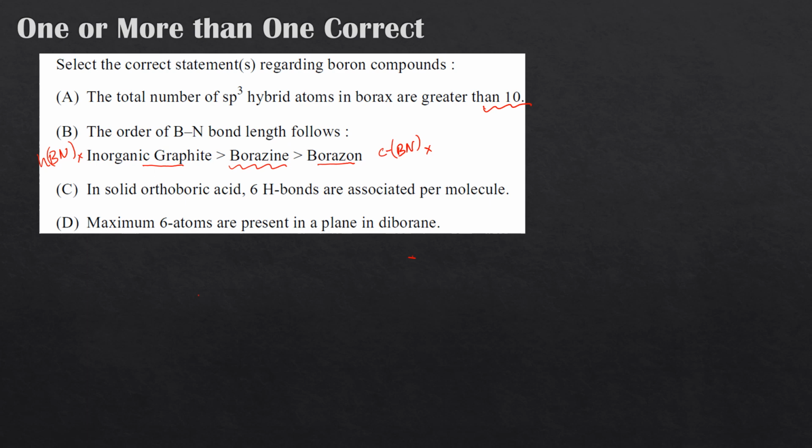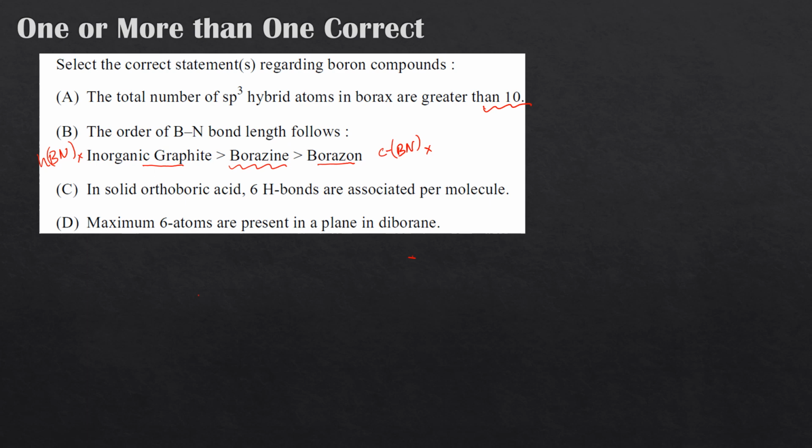Then we have: in solid orthoboric acid, 6 hydrogen atoms are associated per molecule. Again, we need to go back to the structure of boric acid in solid form, how it looks, then we can see this answer. And the last question was the maximum number of hydrogen atoms present in a plane of diborane. That is a very famous question. If you have seen the structure of diborane, you can easily comprehend what this is about.